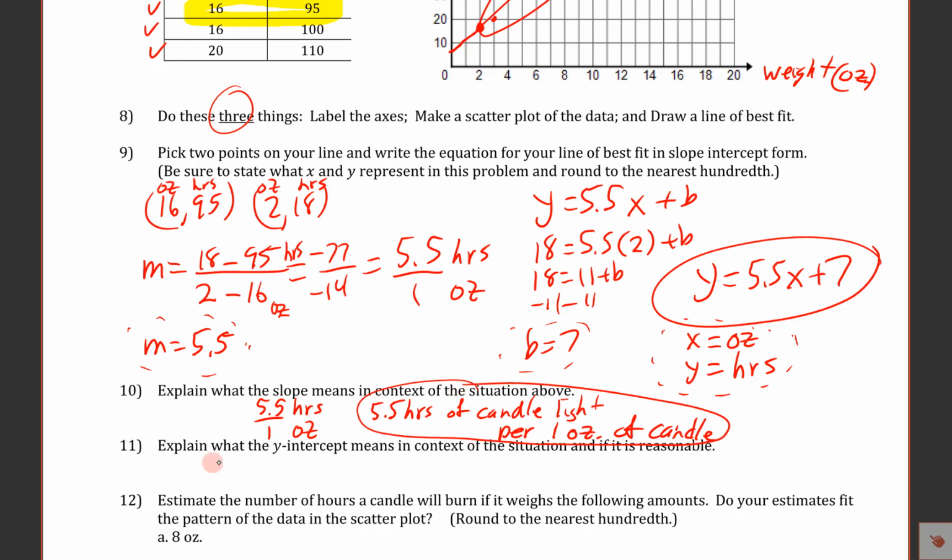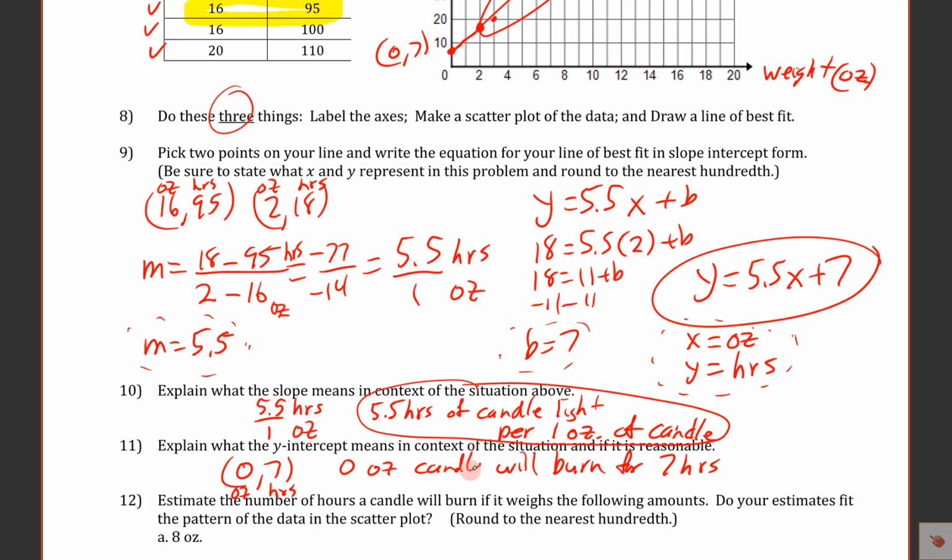Let's take a look at the next one. Explain what the y-intercept means in the context of the situation and if it's reasonable. Well, let's think about this. The y-intercept would be where it crosses the y-axis. And actually on this one, that looks pretty good. 0, 7. That's not too bad. This is ounces and this is hours. What it means is a 0 ounce candle, so a 0 OZ candle, will burn for 7 hours.